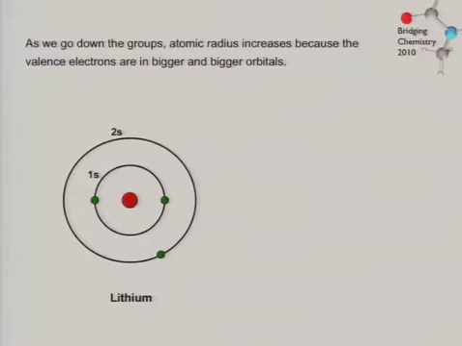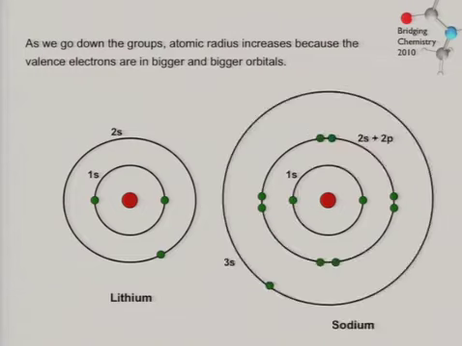And if we look at the other trend that we saw as we go down groups, the atomic radius increases, and this is because the valence electrons are in further and further orbitals as we go out. As you move down group 1, of course you're moving from 1s to 2s to 3s. Each one is considerably bigger as we move down. For example, here we have lithium, where you've got your 1s orbital and your 2s orbital. If we compare that to sodium, which is the next one down, you have the 3s orbital, which is a lot further out, and therefore the atomic radius is a lot bigger.